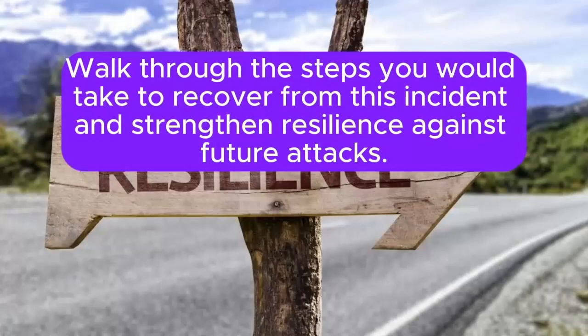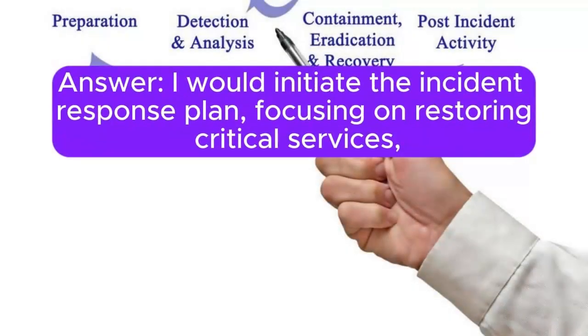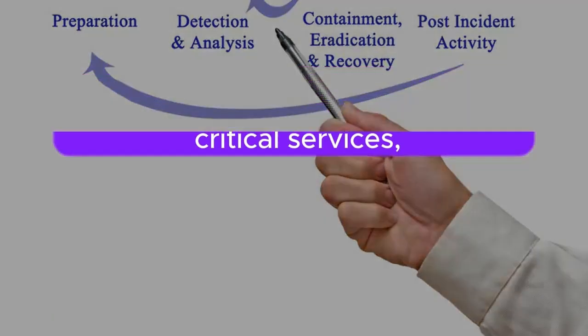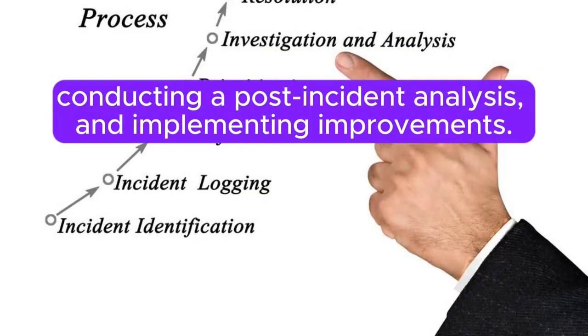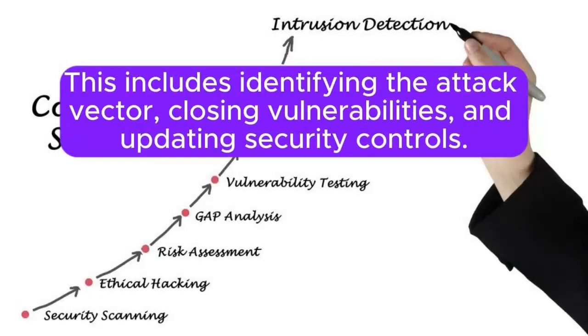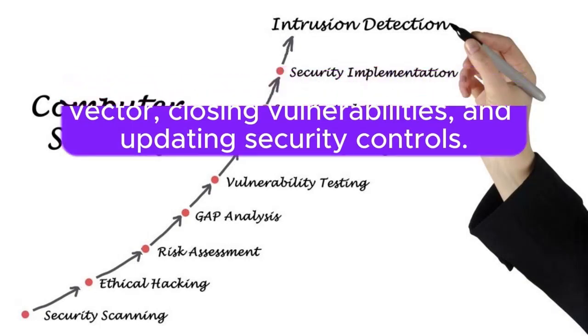Walk through the steps you would take to recover from this incident and strengthen resilience against future attacks. Answer: I would initiate the incident response plan, focusing on restoring critical services, conducting a post-incident analysis, and implementing improvements. This includes identifying the attack vector, closing vulnerabilities, and updating security controls.